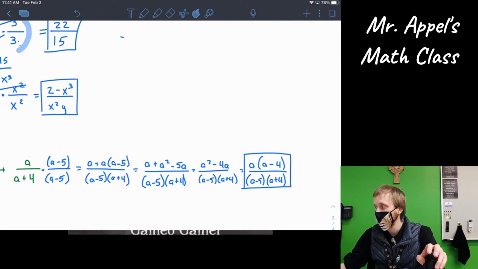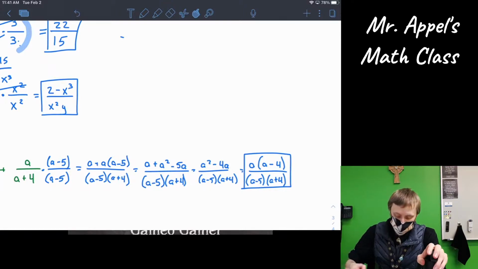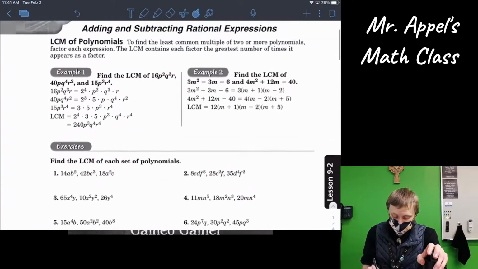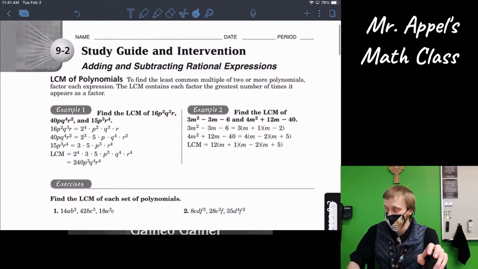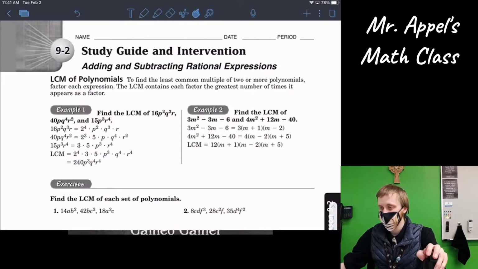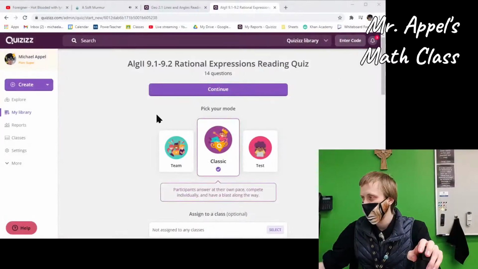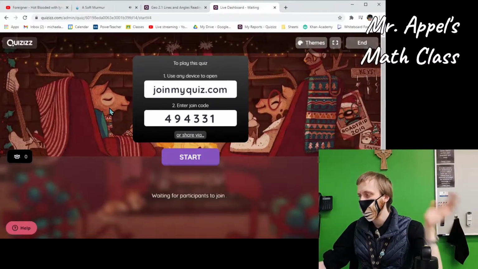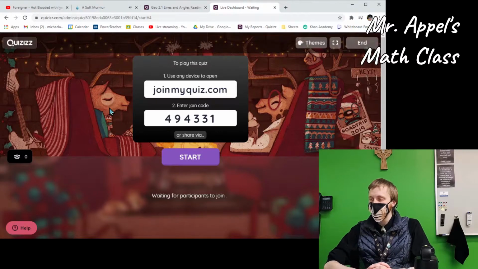All right, so I've got 14 questions for you here. We'll start with these practice, and then when you are done with the quizzes, you can move on to the rest of this worksheet, which has a few additional examples for you there. Here we go. Please go to joinmyquiz.com. Enter the code 494331.